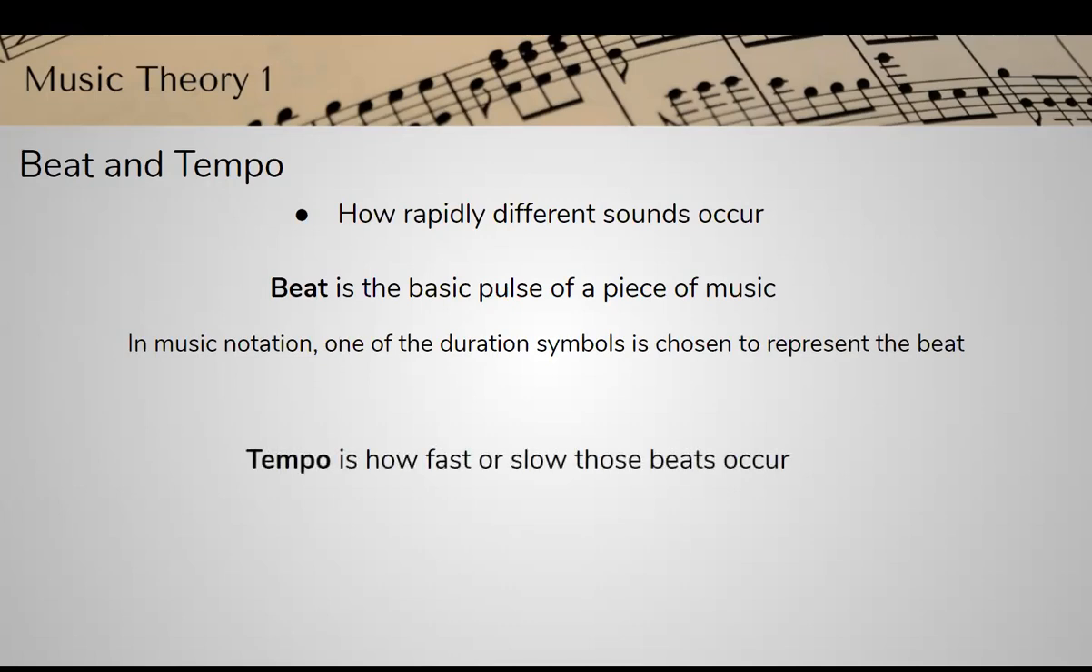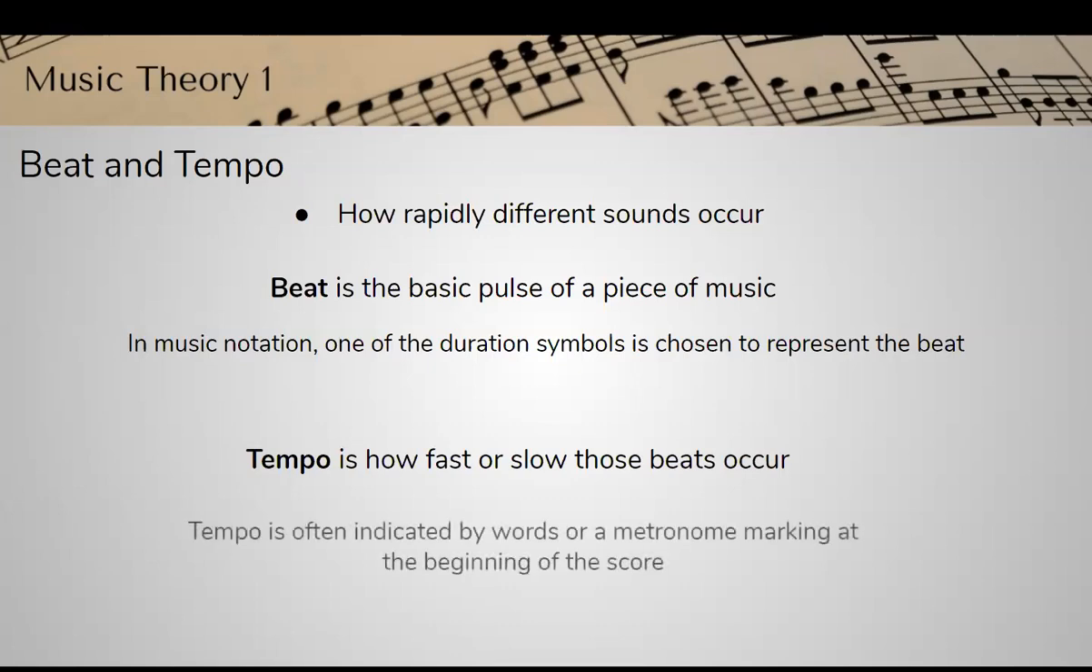The tempo is how fast or slow those beats occur, right? So some pieces of music have a fast beat, right? Other pieces of music have a slow beat. And we refer to that as the tempo, so how fast or slow those beats occur, okay? And in a piece of music, in a score or something, the tempo is often indicated by words such as fast, slow. Italian words like allegro are common too, moderato, things like that.